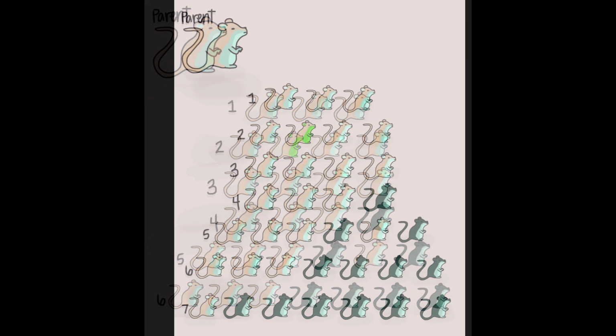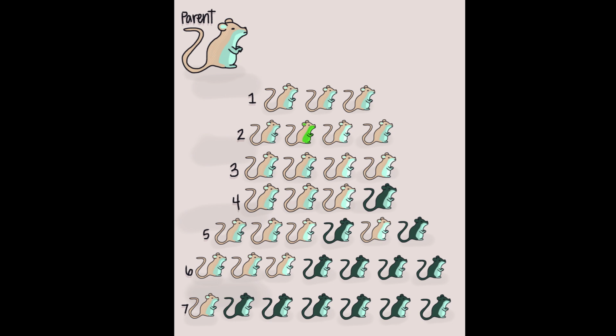If we move forward to Generation 7, we see the population has shifted even further, and the darker mice are now the majority of individuals. This helps to confirm that this mutation is our beneficial mutation. Next, we're going to learn about selection.